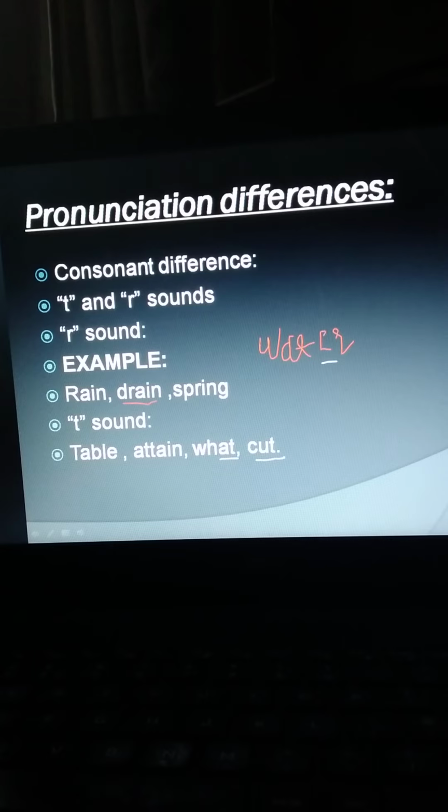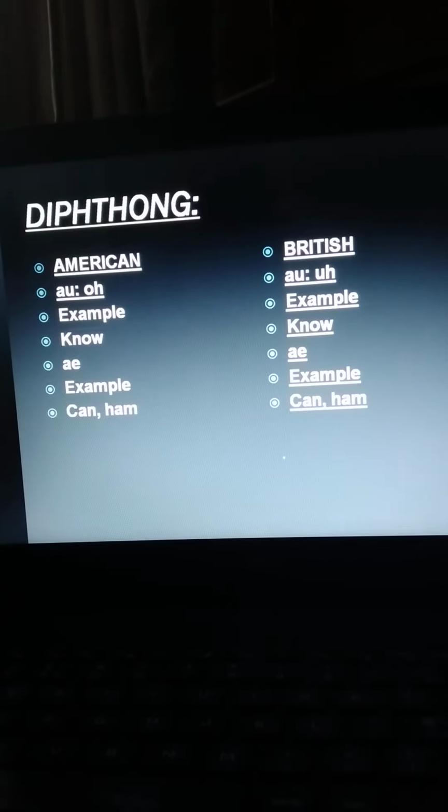Okay, now come to the diphthongs. Let's start with the sound Americans use, and the sound used in British English is the schwa sound. For example, Americans pronounce no as no, and the British pronounce it as no. Now there is less jaw drop for the first sound in British English.